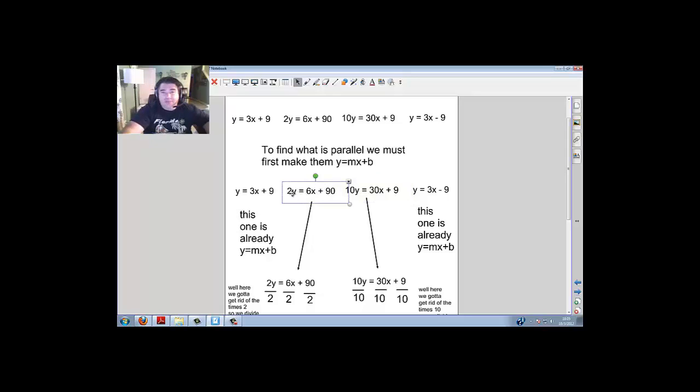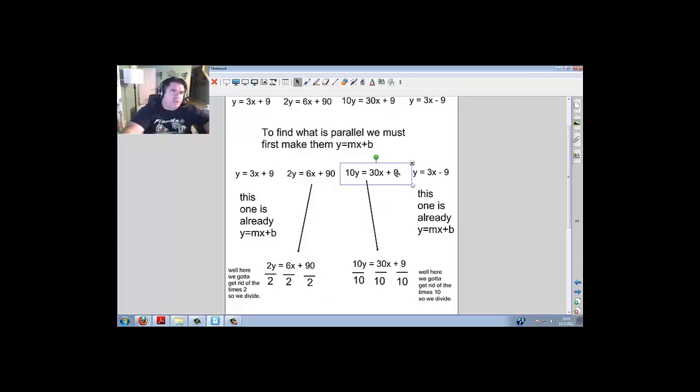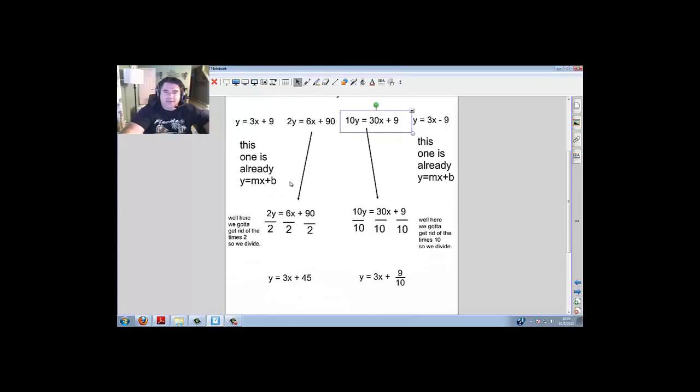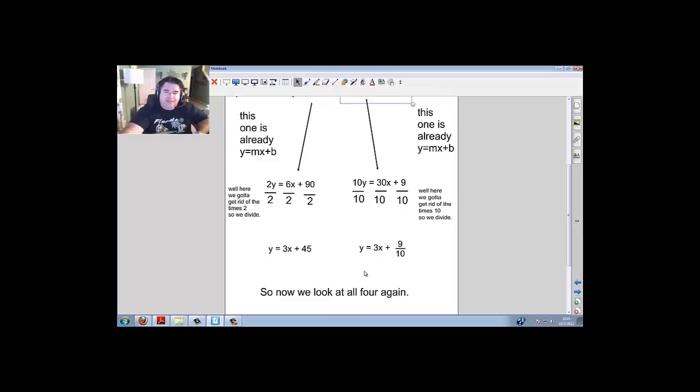So instead of times 2, I'm going to divide by 2. You divide by 2 on one side, divide by 2 on both of the others. And this one here, instead of times 10, you divide by 10. Divide by 10 on one side, divide both of these by 10 as well. Even though this one is going to make 9 over 10, so what? It's still just divided by 10. So this guy becomes y equals 3x plus 45, and this guy becomes y equals 3x plus 9/10. Excuse me, I've been doing a lot of these today.